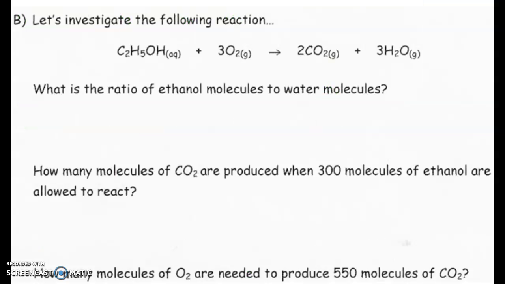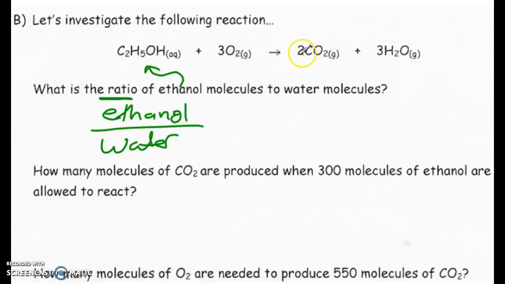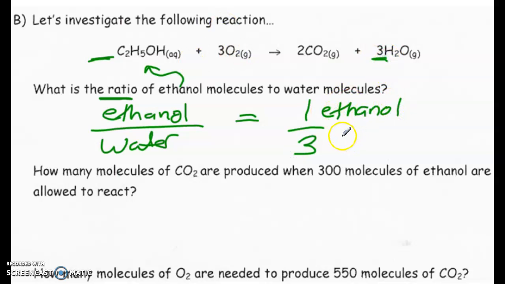So we're going to now start looking at making ratios from a chemical equation. So here we have a chemical reaction, it's a combustion reaction. So let's take a look at the questions. What is the ratio of ethanol, so this is ethanol, to water? Okay, so we want the ratio of ethanol to water. So our ratio here, looking at the coefficients, right? Like there's an imaginary 1 there. So the ratio should be 1 to 3. 1 ethanol molecule for every 3 waters.